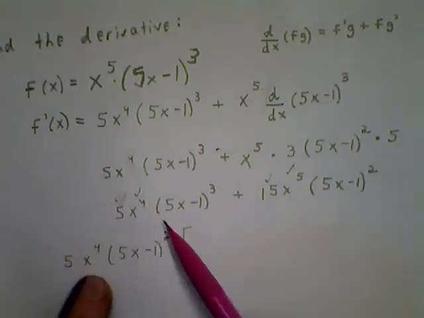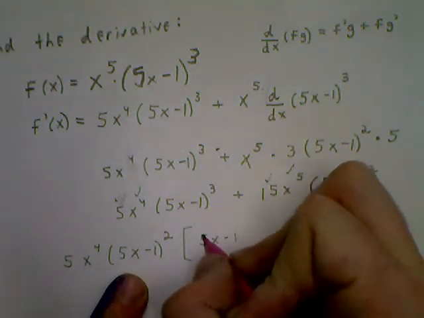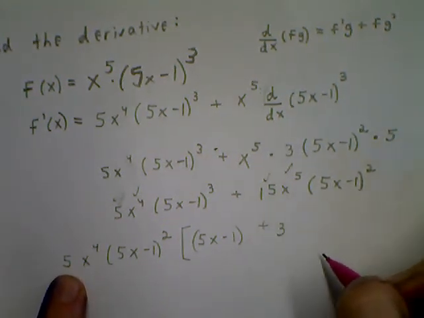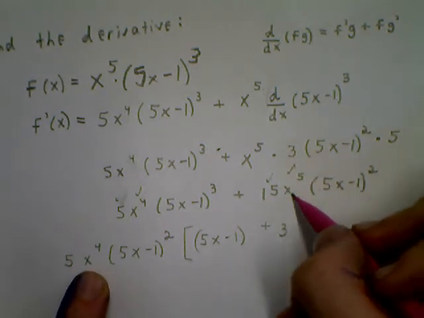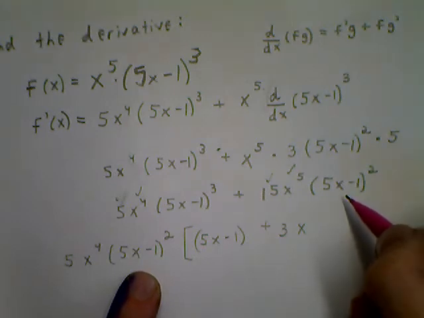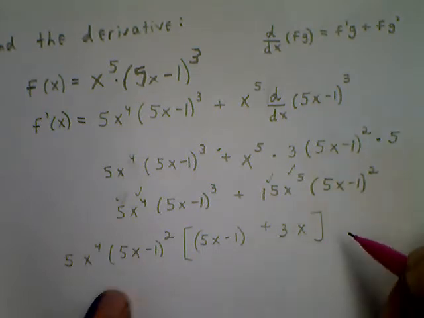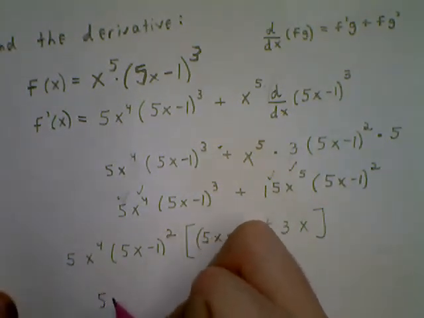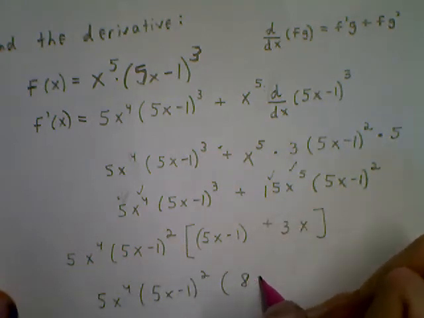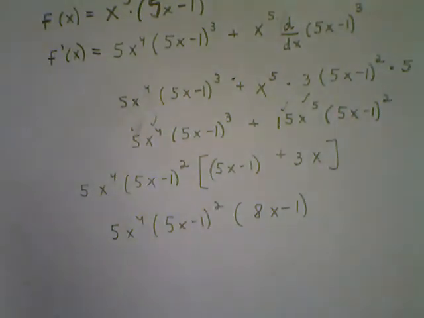When I take 5x to the fourth times 5x minus 1 squared out of this first term, I'm left with 5x minus 1. When I take 5 out of 15, I'm left with 3. When I take x to the fourth out of x to the fifth, I'm left with x. When I take 5x minus 1 squared out of 5x minus 1 squared, I'm just left with nothing there. Let's combine our like terms. And we are finished. This looks a little bit simpler than before.